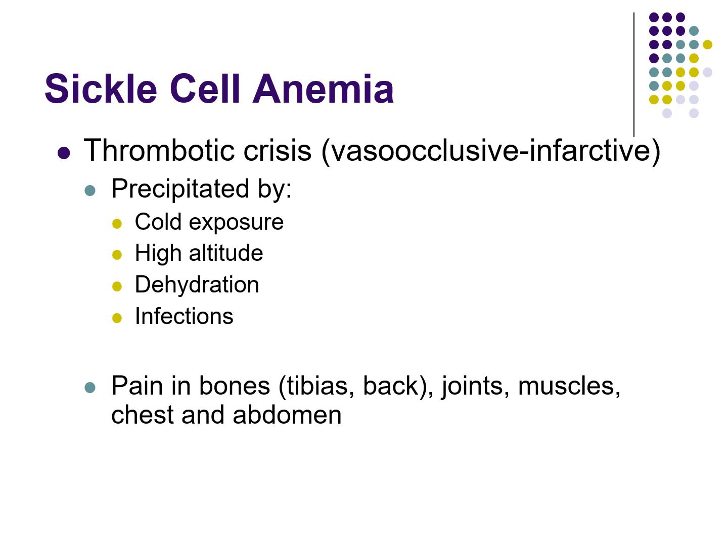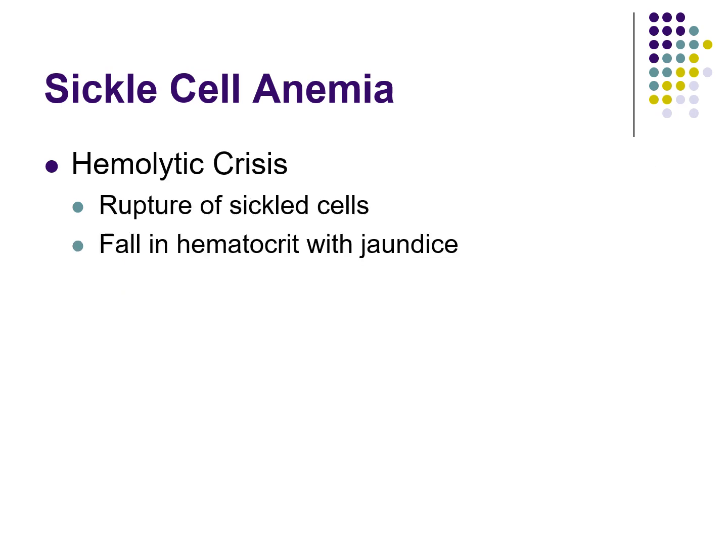What happens if it is in the bones? It presents as pain in the bones, mainly the tibia and the back and the joints and the muscles. Sometimes it affects the chest, including the lungs, causing acute chest pain, and the abdomen, the mesenteric vessels, causing acute abdominal pain, or maybe mesenteric vascular occlusion. Also, hemolytic crisis occurs. There is rupture of the sickle cells and the hematocrit falls, and jaundice occurs, maybe even gallstones.